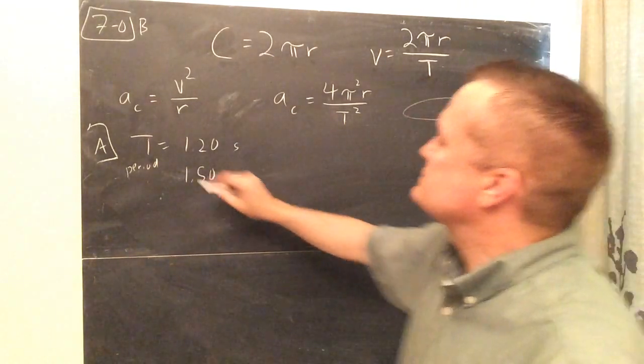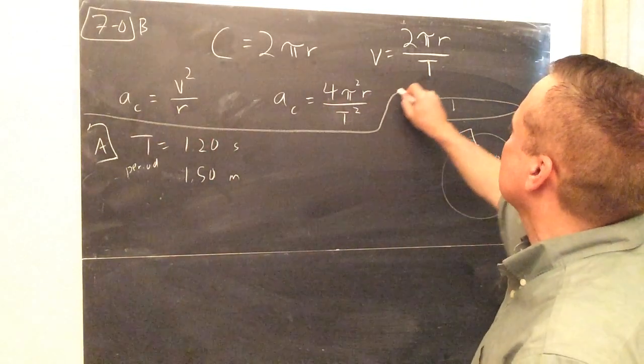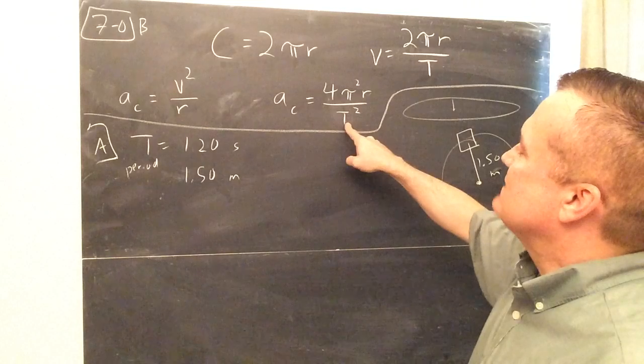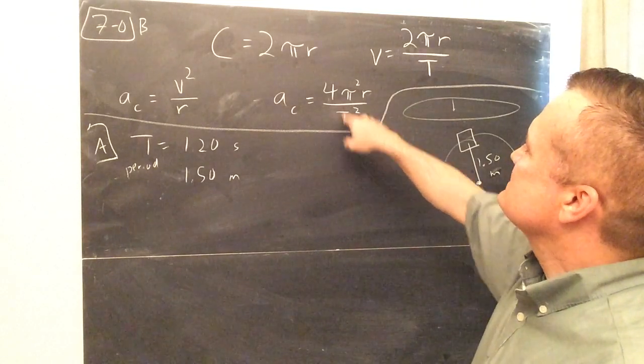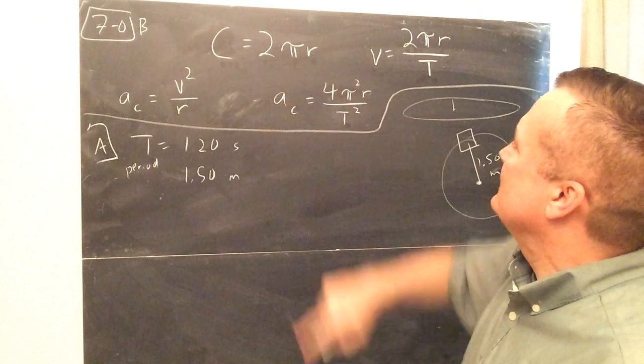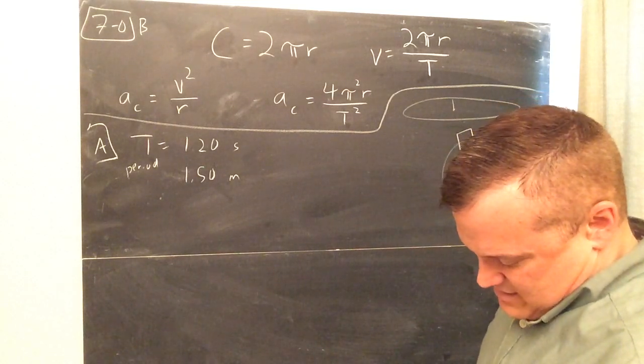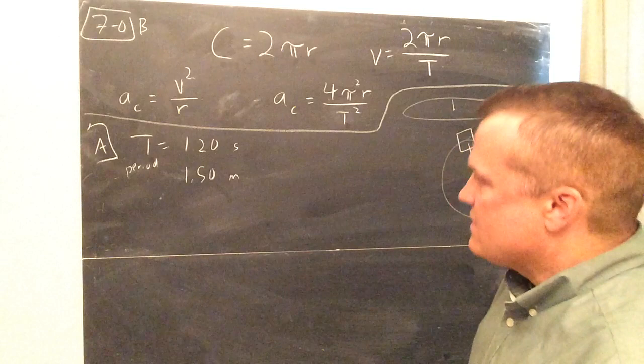Well, let's look at all the equations and see which one of these has meters. Pi doesn't. Period doesn't. So it must be that one, the radius. The radius is in meters. All right. Okay.